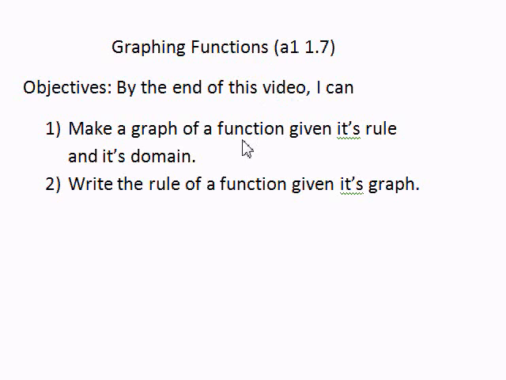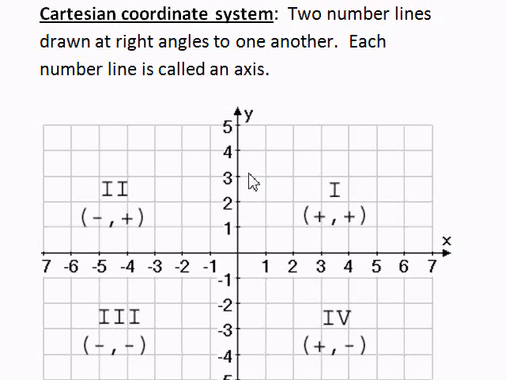By the end of this video, you should be able to make a graph of a function, given its rule and its domain. You should also be able to write the rule of a function, given its graph. As is usual, we have some vocabulary words.